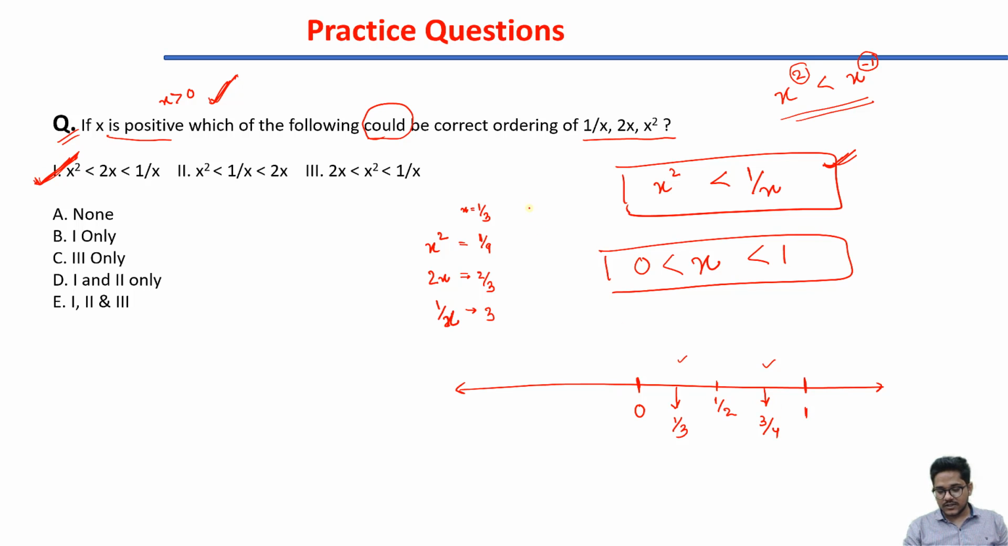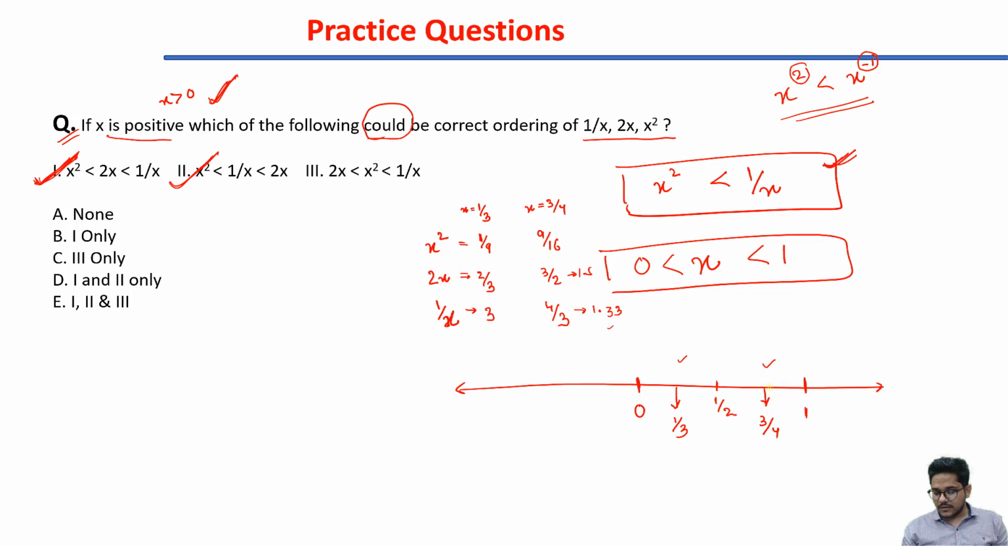Now let's check when x equals 3 by 4. Now when x equals 3 by 4, x square is 9 by 16, which is less than 1. Then 2x would be 3 by 2, which is 1.5, and 1 by x would be 4 by 3. Okay, so which is the highest? 4 by 3 is nothing but 1.33. This is 1.5, and this is less than 1. So again x square is the least, then we have 1 by x and then 2x. Okay, fine. So this can be true.